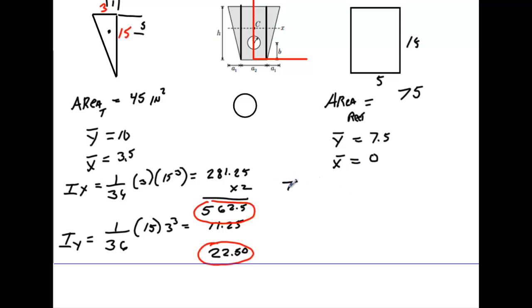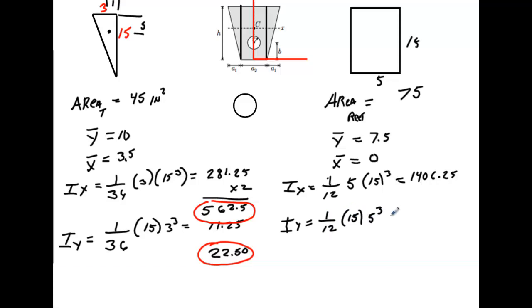We calculate Ix about its own centroid, and that's going to be 1 over 12 times the base times the height cubed. When we run that number, that will give us 1406.25. We run Iy, again same thing. We're going to do 1/12, but now the 15 becomes a base. We multiply that by 5 cubed. That will give me 156.25. Again, circle those.